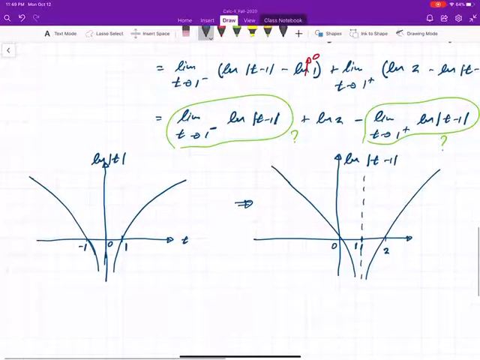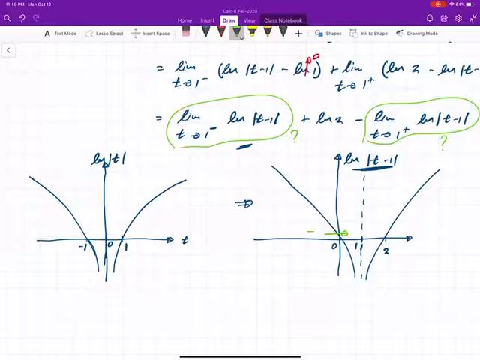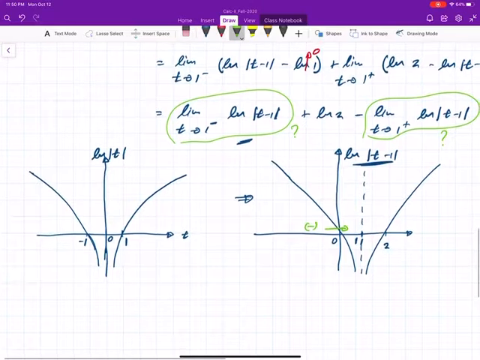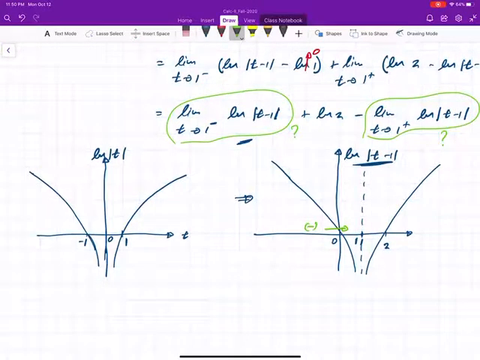Alright, so let's work on this first. That says you have to find out the limit of ln absolute of t minus 1 when t goes to 1 from the negative direction. From the negative direction means this direction. This is the negative, so you go to 1 in that direction. When you go to 1 in that direction, the function value goes to negative infinity. You see, it goes all the way down to negative infinity.